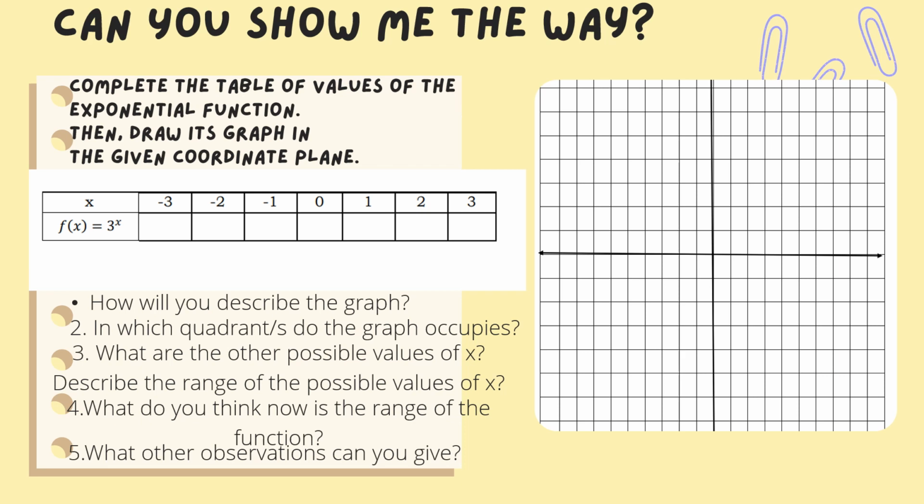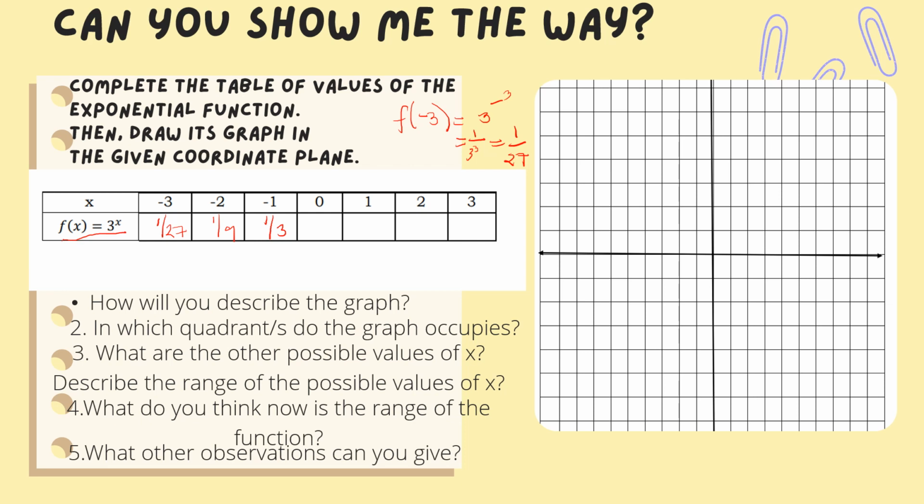The given is f of x is equal to 3 raised to x. Given that x is negative 3, what is f of x? So f of negative 3 is equal to 3 raised to negative 3. And this gives us 1 over 3 raised to 3, and this is 1 over 27. Then for negative 2, this will give us 1 over 9, and for negative 1, this will give us 1 over 3.